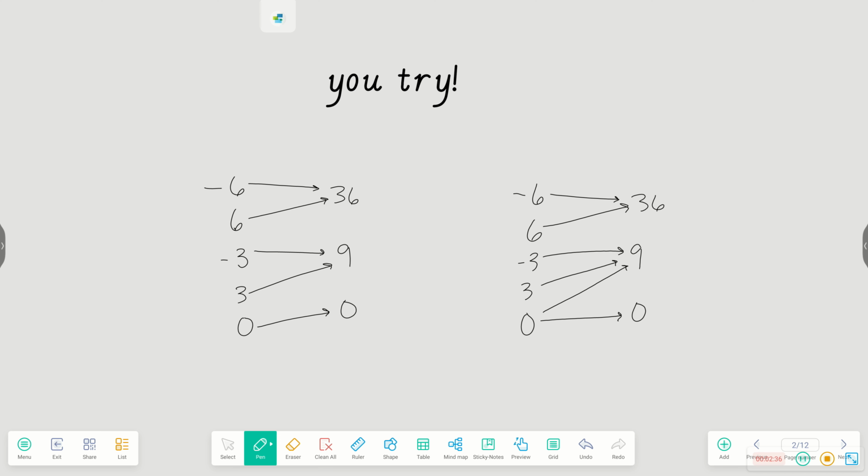So go ahead and try these. See if you think the first one is a function or not and why, and if the second one is a function or not and why. Pause it, try it, see what you think, and then when you unpause, I will give you the answer.